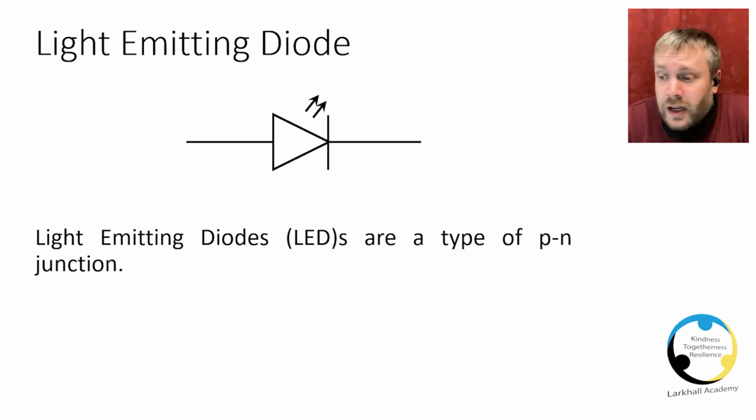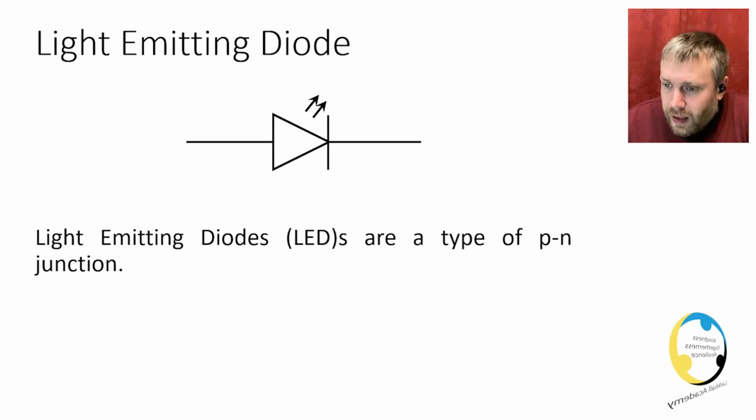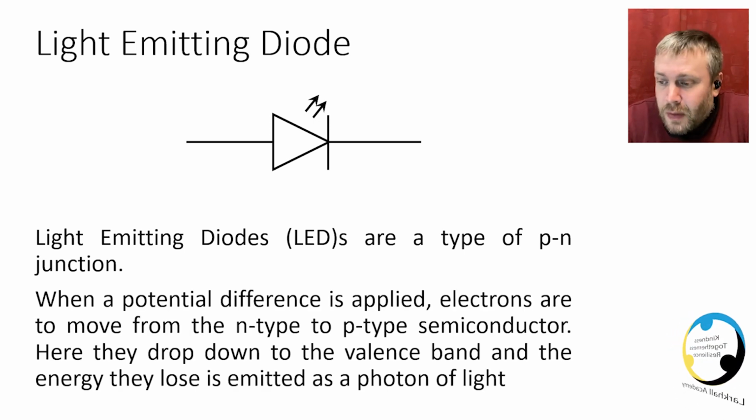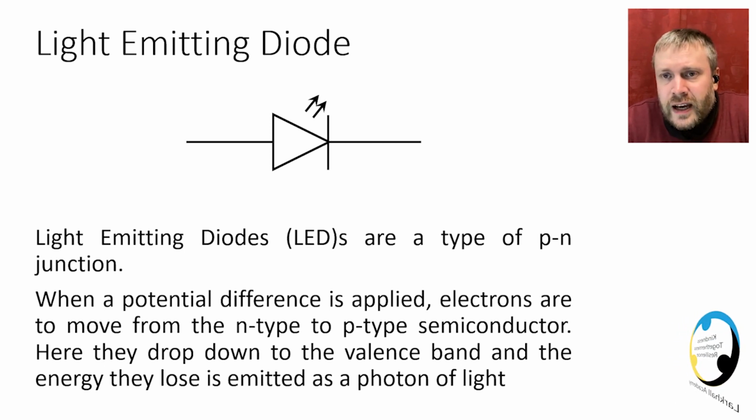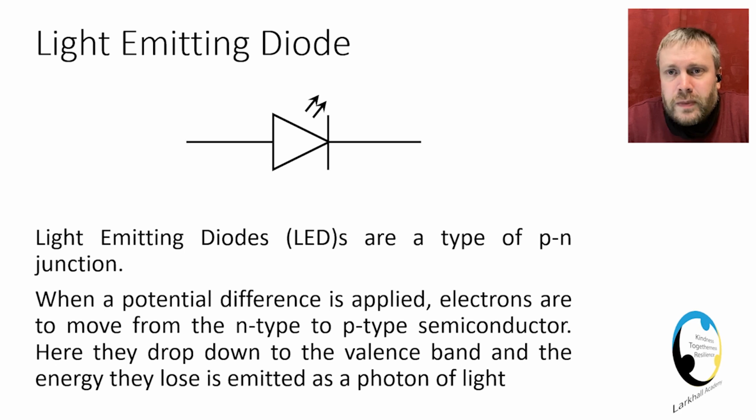It is as simple as that. So an LED is just a type of PN junction. So how does it work? Well, when the potential difference is applied, electrons are able to move from the N-type to the P-type, as we discussed already. When they get to the P-type, what happens is they actually drop down from the conduction band into that valence band, and in the process they give off light.